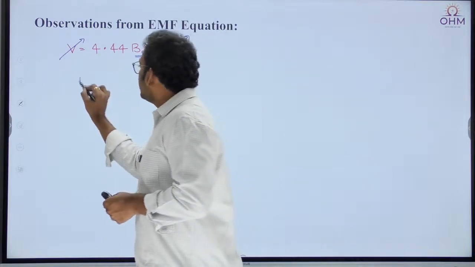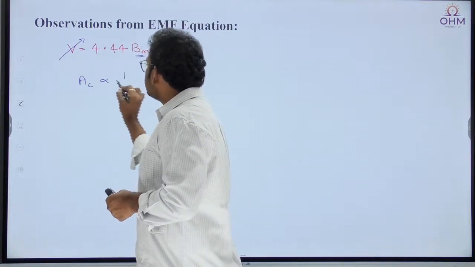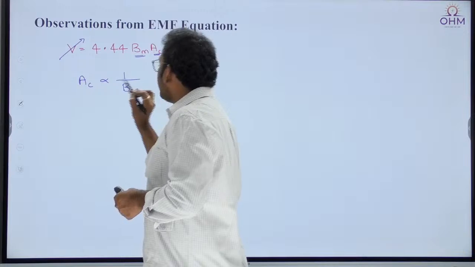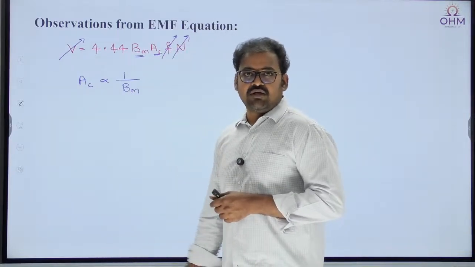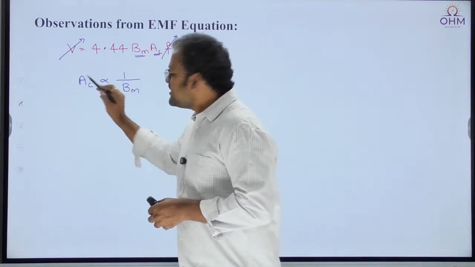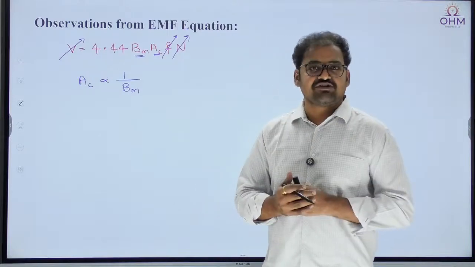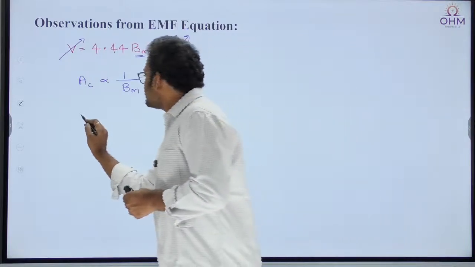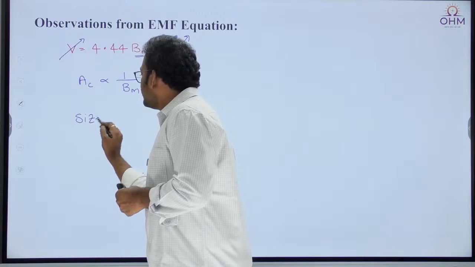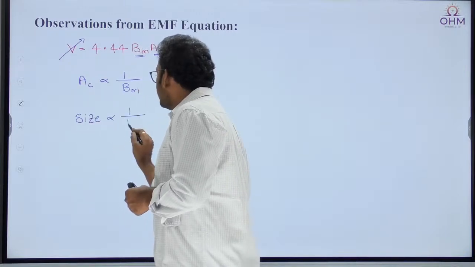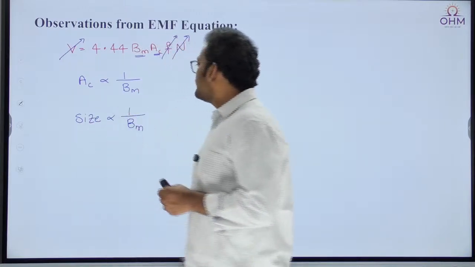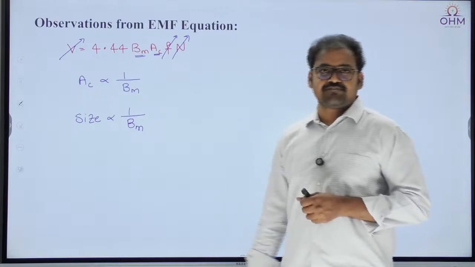So you can write now, cross-sectional area is inversely proportional to maximum flux density. And can I say the cross-sectional area of the core will definitely decide the size of the transformer for sure. Therefore, cross-sectional area will depend upon the size of the transformer. So, size is inversely proportional to maximum flux density.